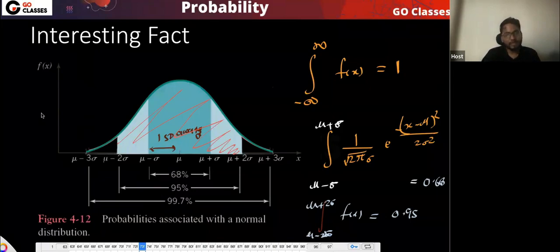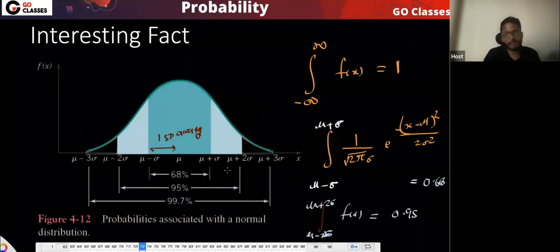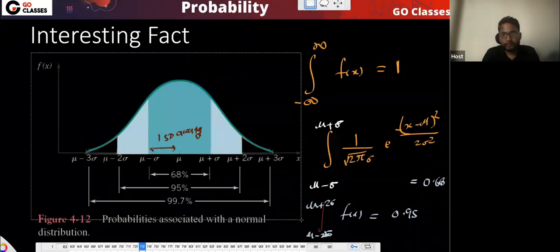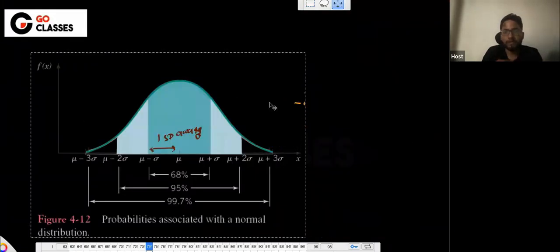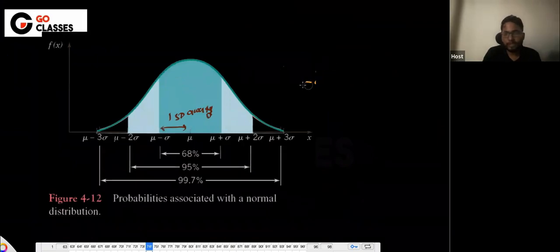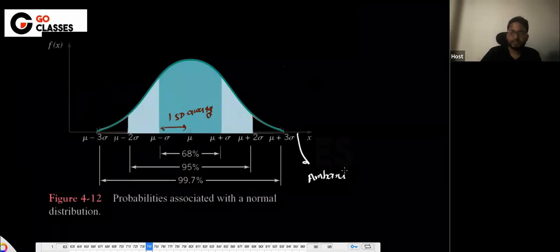99.7% people are just 3 standard deviations away. So let's suppose that our wealth distribution is following the normal distribution, suppose I say that our Indian economy is following the normal distribution, then you can say Ambani will be here. Ambani, Adani, these people will be here. But most of the people are having just average income.